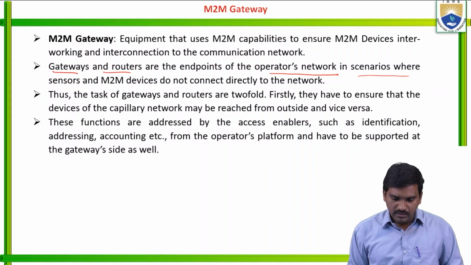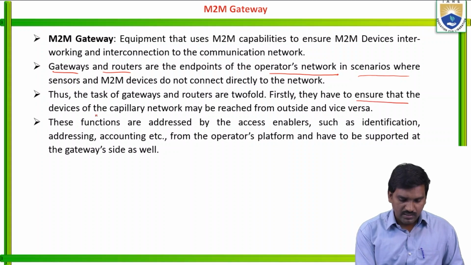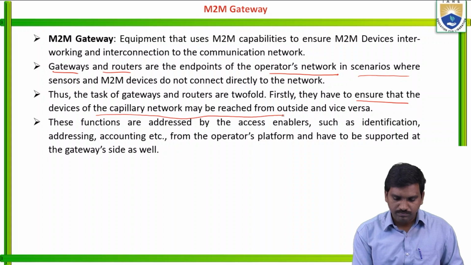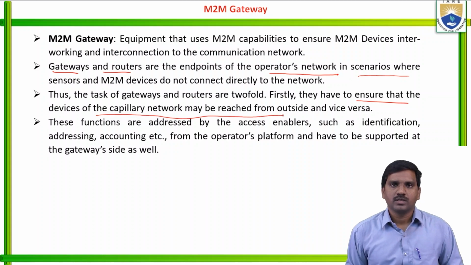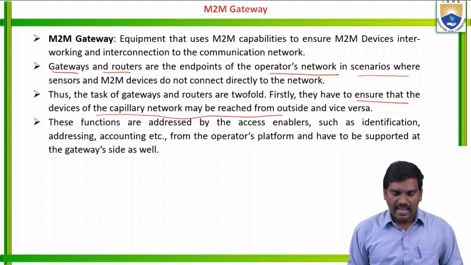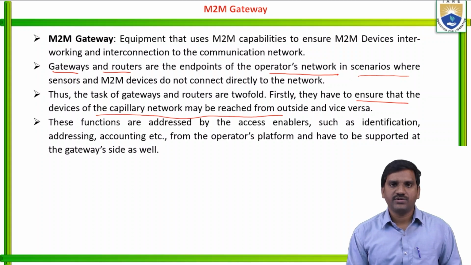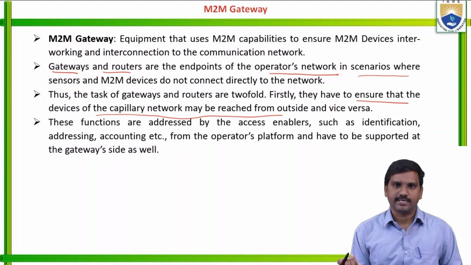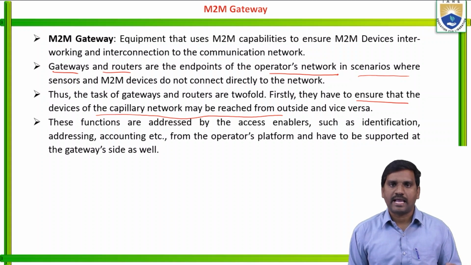So here the main task of the gateways is to ensure that the devices of the capillary network may be reached from outside and vice versa. These functions are addressed by the access enablers such as identification, addressing, accounting, etc., from the operator's platform, and have to be supported at the gateway side as well. So these are some important points regarding M2M gateways.